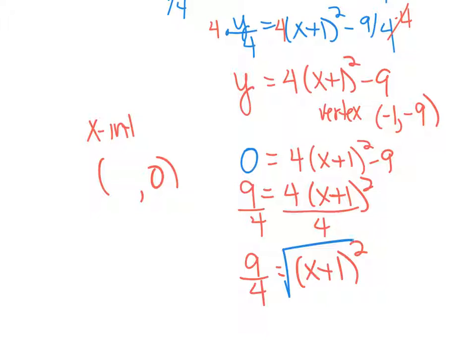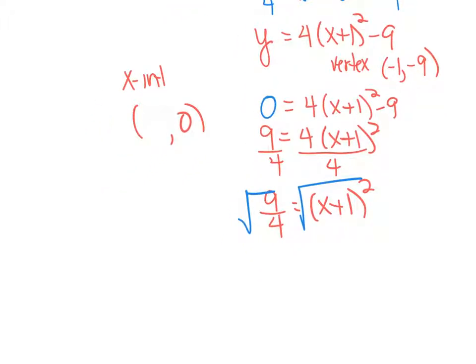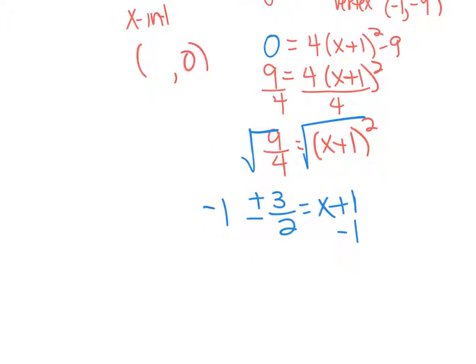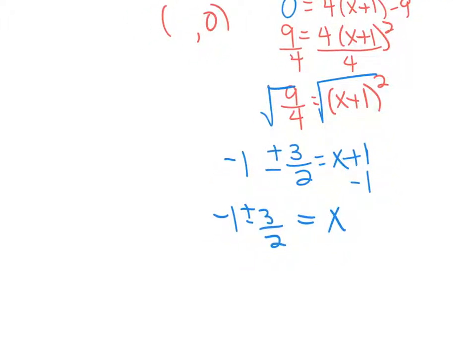We're going to take the square root of both sides, and we get plus or minus 3 over 2, because the square root of 9 is 3 and the square root of 4 is 2. That is equal to x plus 1. We subtract 1 on each side, and we get x is equal to -1 plus or minus 3 over 2. Let's rewrite -1 as a fraction with a common denominator. So it'll be -2 over 2 plus or minus 3 over 2.